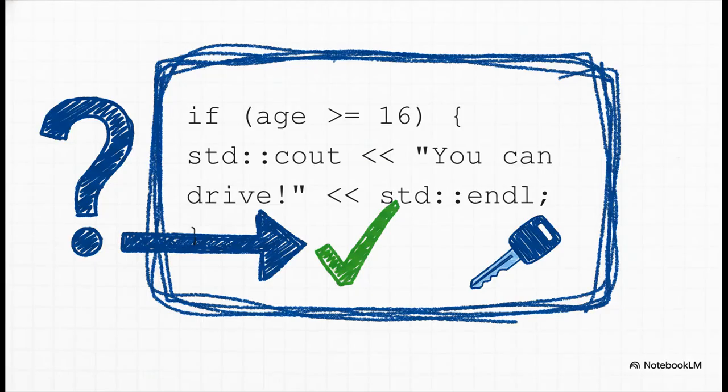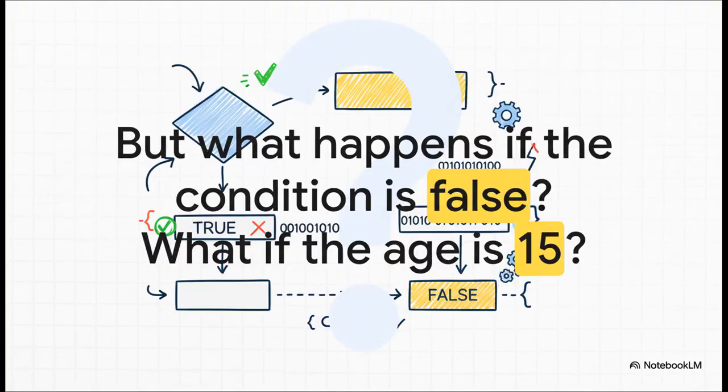Just look at this. It's so simple, but it's powerful. The code is just asking one little question. Hey, is the number stored in this age variable 16 or more? If the answer is yes, and only if it's yes, it runs the code inside those curly braces. And in this case, all that does is print "you can drive" on the screen. Simple as that. Okay, but here's the big question, right? What happens if the condition is false? What if the age is like 15?